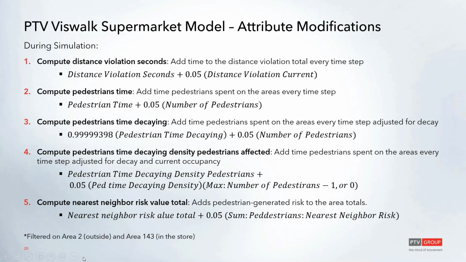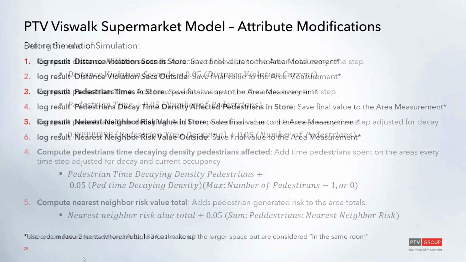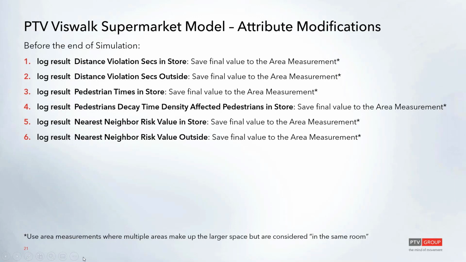So as pedestrians accumulate that risk value, we're going to be adding that to the total of the respective area, either inside the store or outside of the store. And then finally, we have some attribute modifications that we're going to be using that will be logging this information.